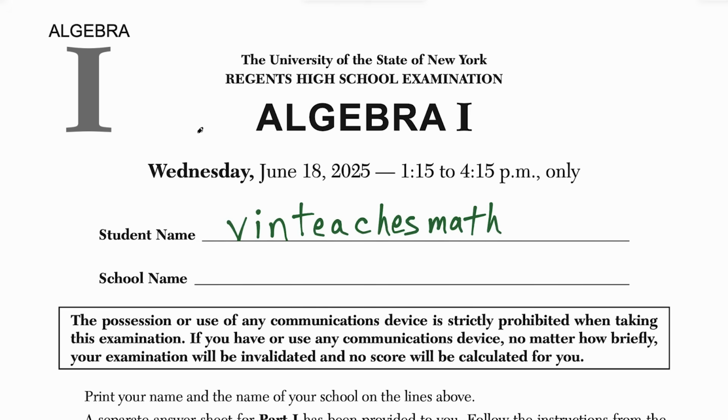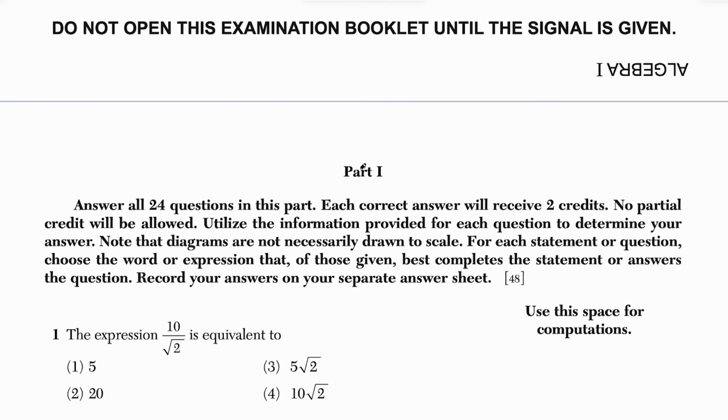Now let's get started. So first, we're going to go over the part 1 multiple choice questions. There's 24 questions here, and each one is worth 2 credits.